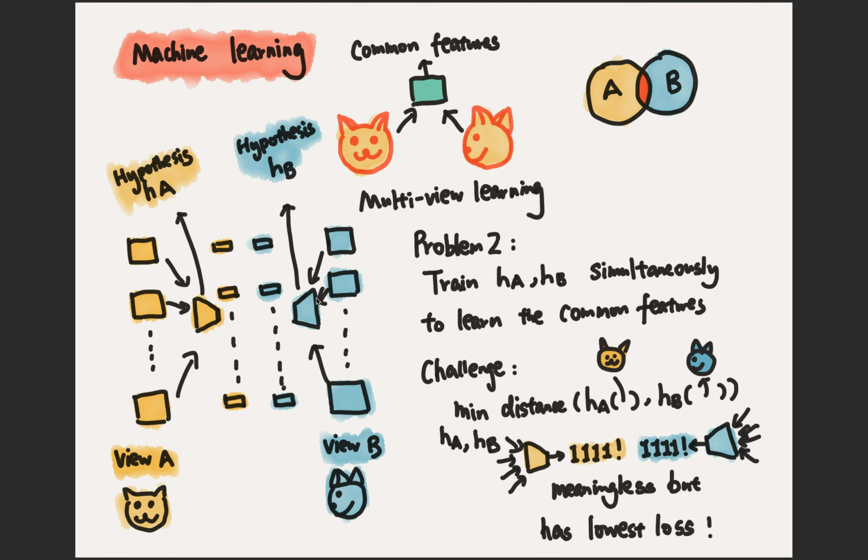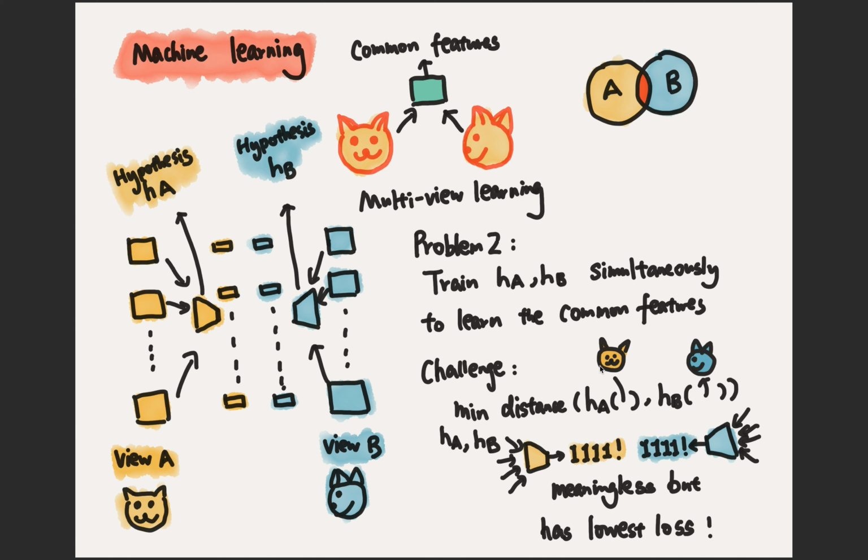In this case, one natural attempt is that if the two hypotheses can elicit the common features from the pictures, then their outputs should have very low distance. So maybe we can choose a loss function as the distance between view A's hypothesis output and view B's hypothesis output. Both hypotheses want to compress the image to get the features.